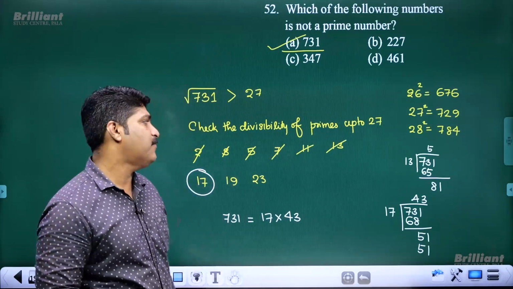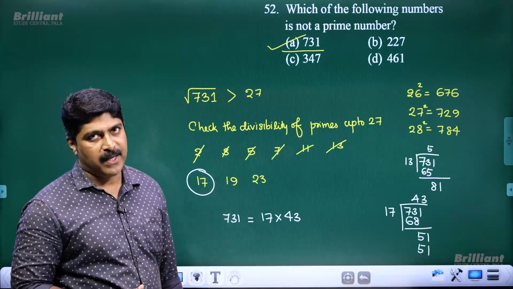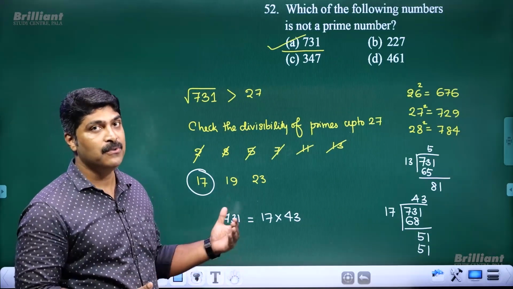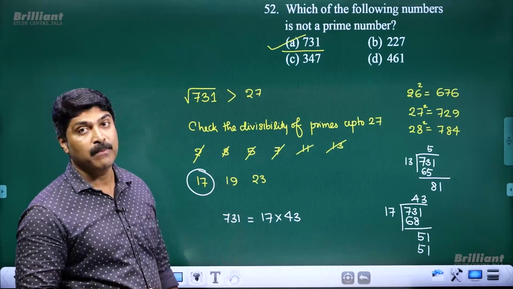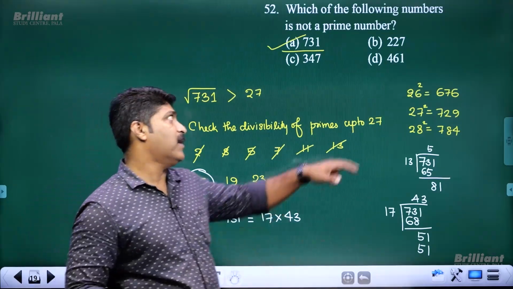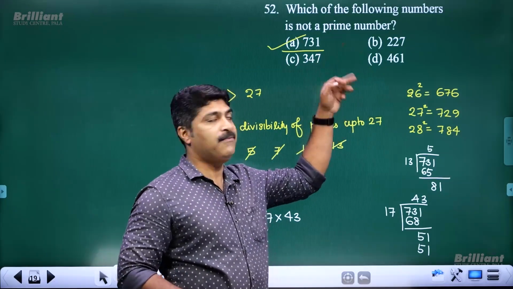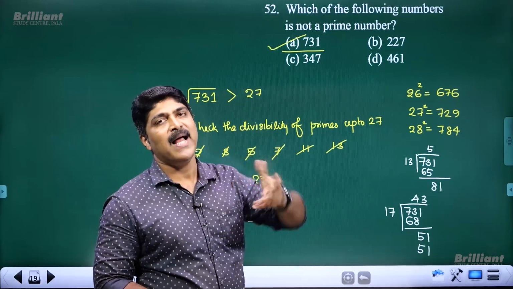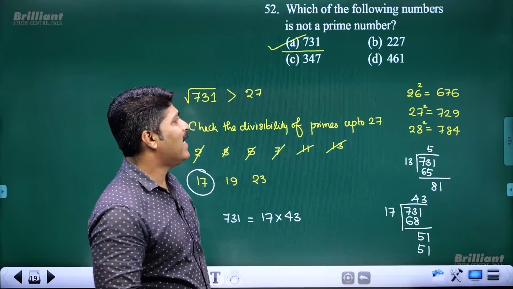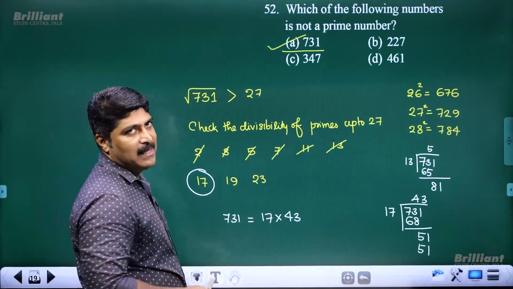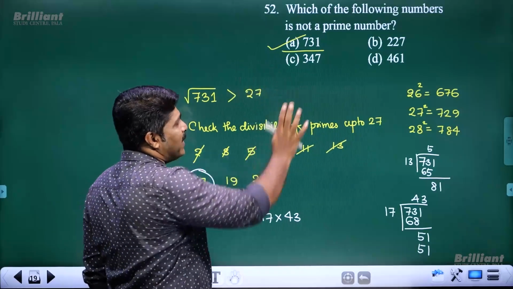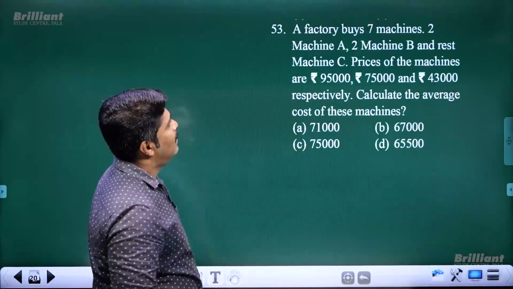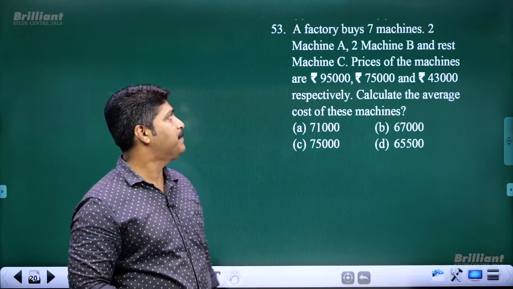Understand the difficulty level of this question because it's too time consuming. Whenever we have to do operations like this, it will take too much time. Suppose you start from this number, then move to 347, then 461, then finally 731. What will happen there? Here we get the idea that it will take too much time to verify it separately. Okay. Then the next question.